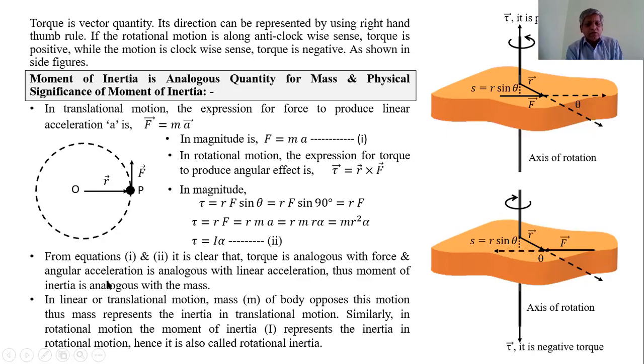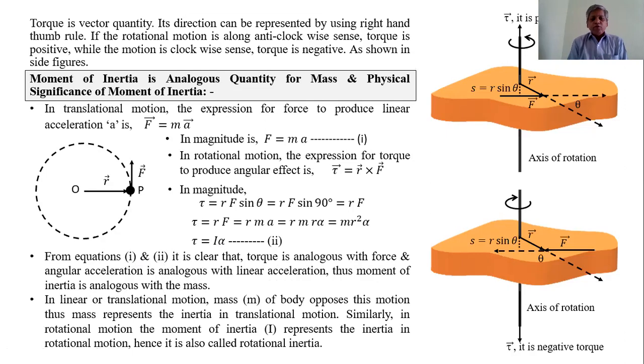From equations first and second, it is clear that torque is analogous with the force and angular acceleration alpha is analogous with the linear acceleration a. Thus, the moment of inertia I is analogous with the mass. This is the analogy of moment of inertia and mass.